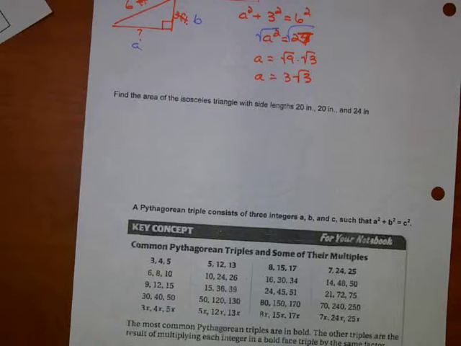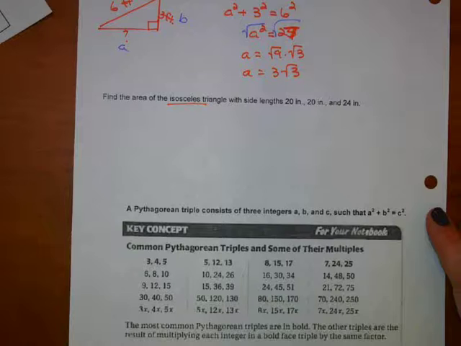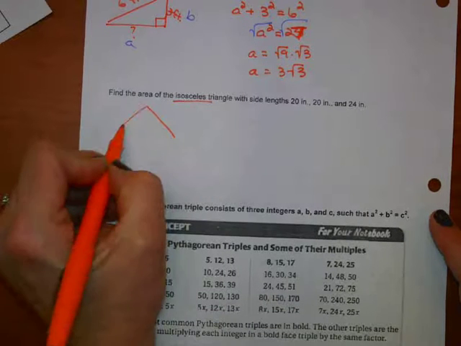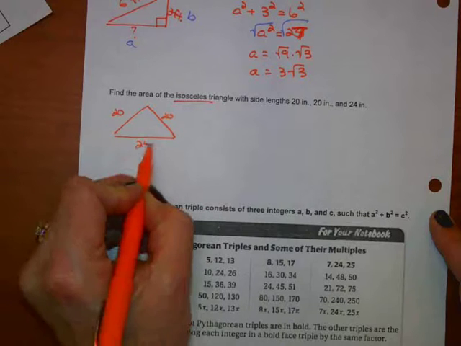So find the area of the isosceles triangle with side lengths 20, 20, and 24. So I'm just going to draw a picture. 20, 20, 24.